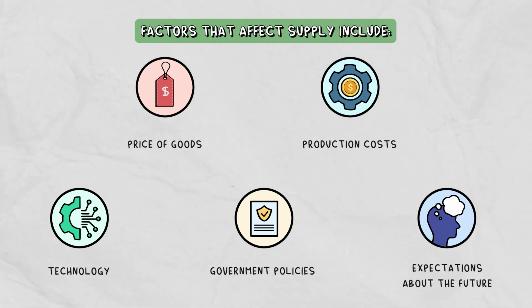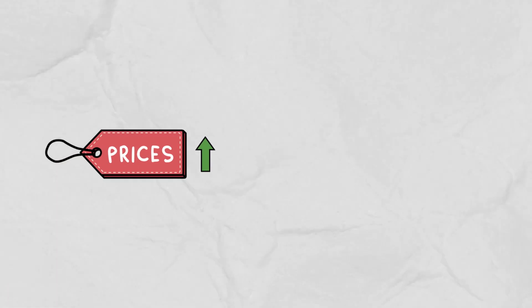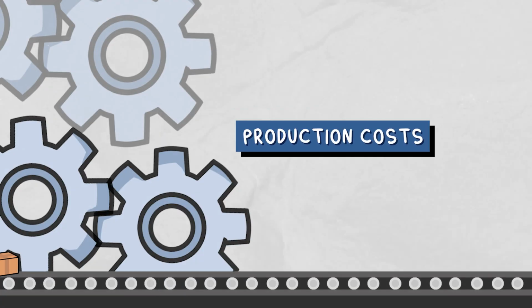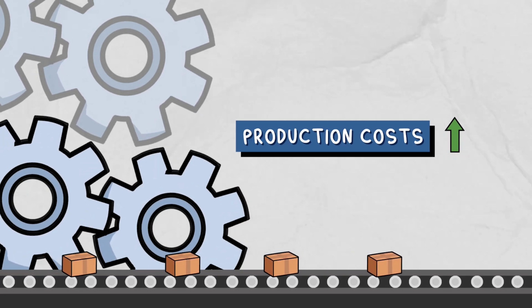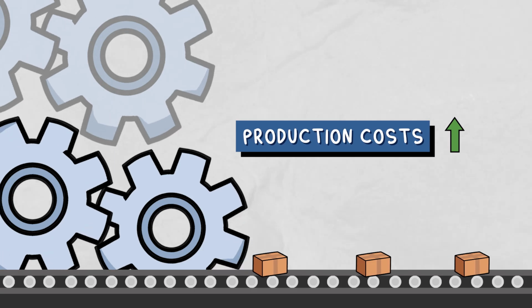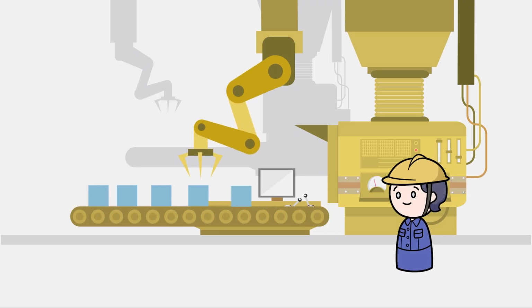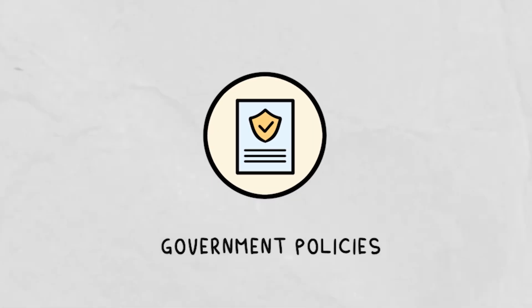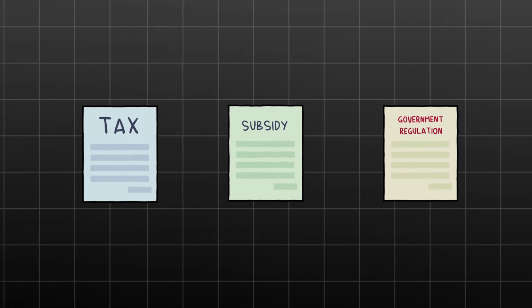Factors that affect supply include price of goods. Generally, when prices rise, producers tend to supply more and vice versa. This is called the law of supply. Production costs. If production costs increase, producers may reduce the quantity supplied to the market because their profit decreases. Technology. Technological advancements can reduce production costs, thereby increasing supply. Government policies, taxes, subsidies, and regulations can affect supply.